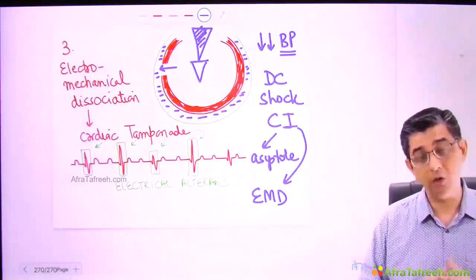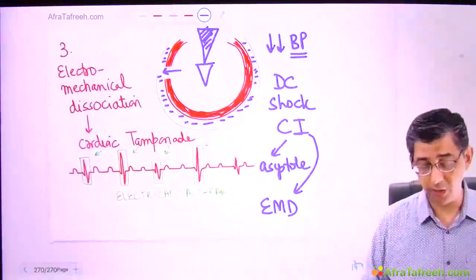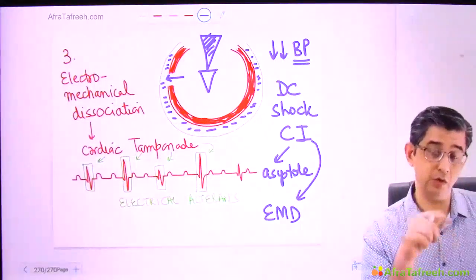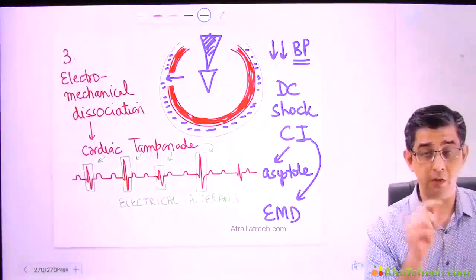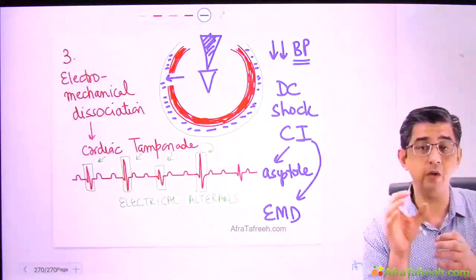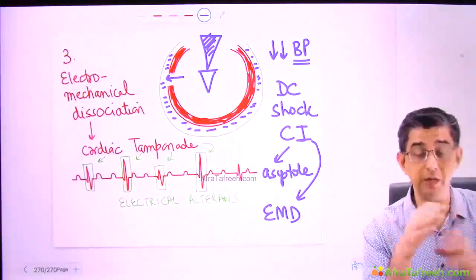And now a non-shockable rhythm that I've explained to you is electromechanical dissociation. In fact, this electromechanical dissociation word should not be confused with AV dissociation, because AV dissociation means atrial and ventricle firing frequency is different. Atria are doing 100, ventricles are doing 40, complete heart block.